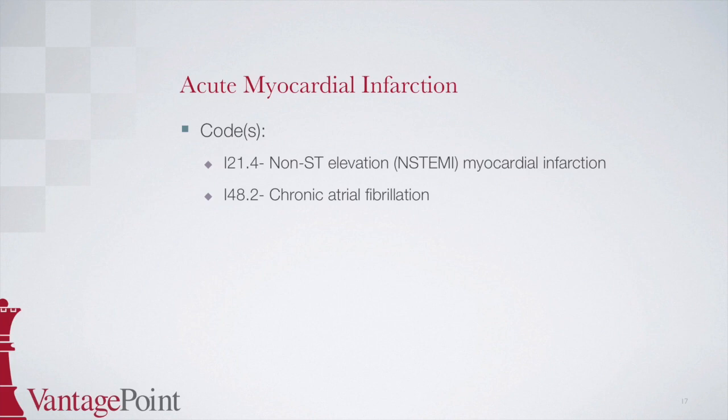The second code is I-48.2, chronic atrial fibrillation. This code can be located by starting at fibrillation in the alphabetic index and then locating the term atrial. Indented below this is chronic, which points to I-48.2, which you would then confirm in the tabular. If you remember from ICD-9, there was a single code for AFib, but in ICD-10 there are now specific codes for AFib to capture the status, and they are chronic, paroxysmal, permanent, and persistent.